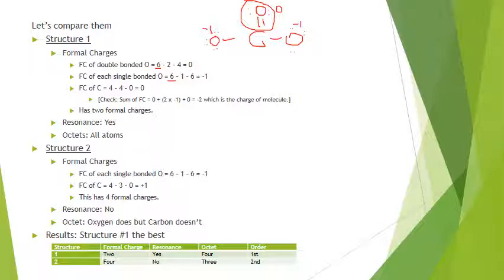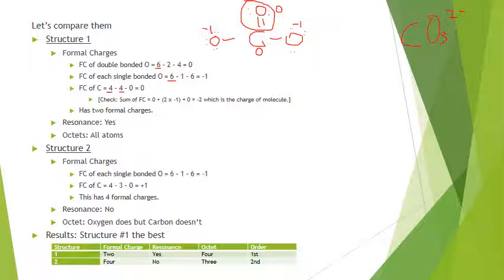And the formal charge on the carbon: it has 4 valence electrons, 4 dashes, and no dots, so its formal charge is 0. Now remember, the sum of the formal charges should equal the charge of the molecule. The molecule is CO3 2 minus, so the sum of the formal charges should be minus 2. So we have minus 1, 0, minus 1, and 0. And sure enough, it's minus 2.